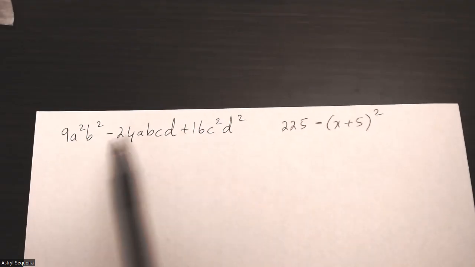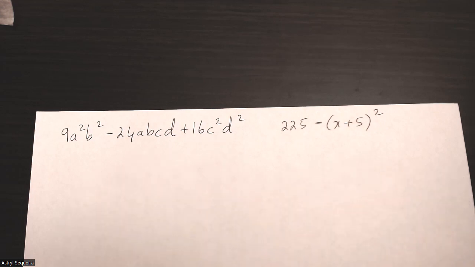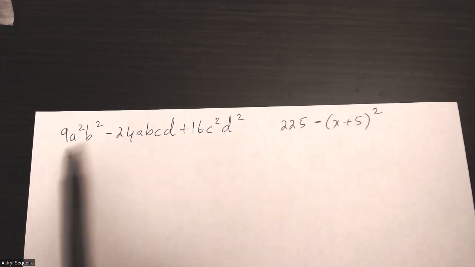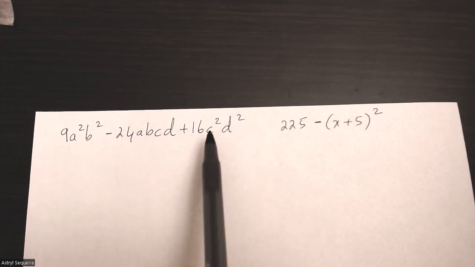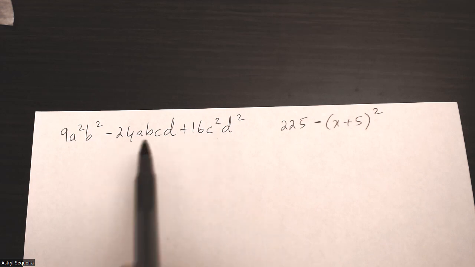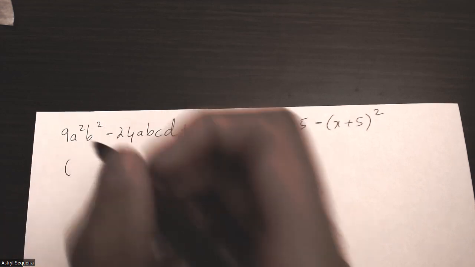All right, so in this video, I want to factor these equations over here. So let's take a look at the first one. This looks like a perfect square to me. The first term is square rootable. The last term is square rootable. So let's try perfect square.